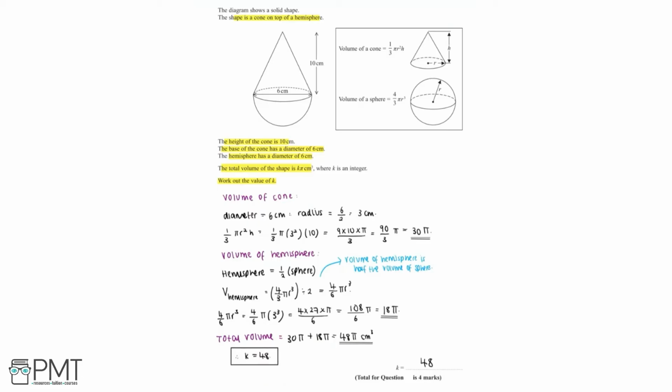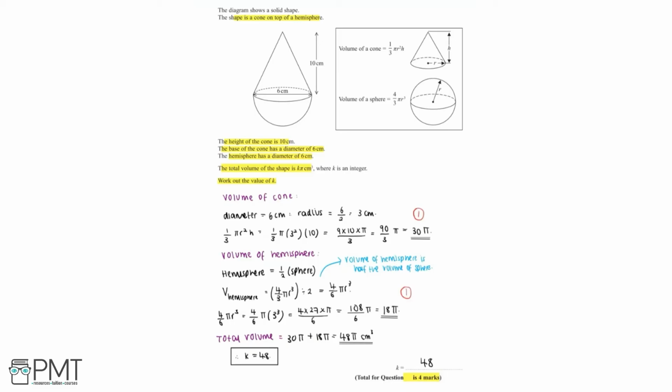Now this question is worth 4 marks. We get the first mark for an attempt to find the volume of the cone, and for finding that the volume of the cone is equal to 30 pi. We get the second mark for an attempt to find the volume of the hemisphere, and for finding that the volume of the hemisphere is equal to 18 pi.